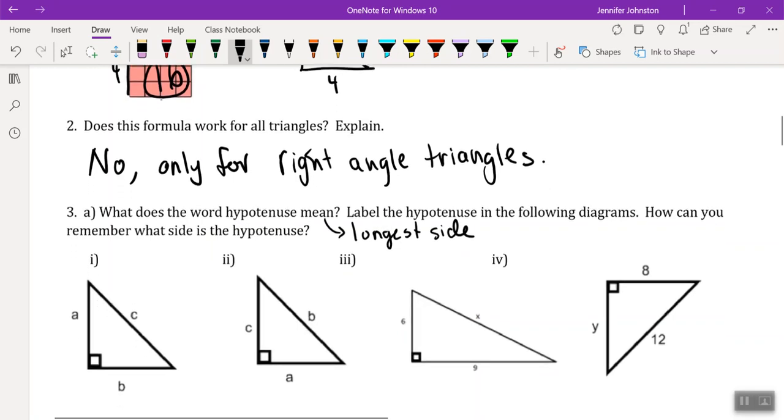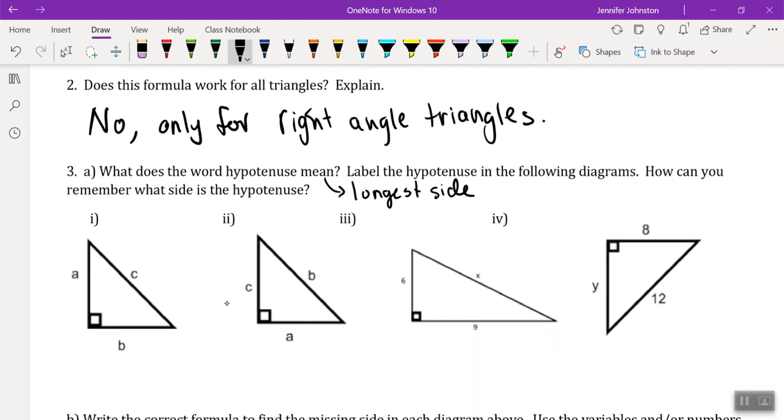And then label the following. So here I'm going to help you out with this one, and you're going to try the next ones. How to find the hypotenuse: it's always across from your 90-degree angle. So whatever the side length is across from your 90-degree angle, you label that C, and then it doesn't matter which one's A and B.